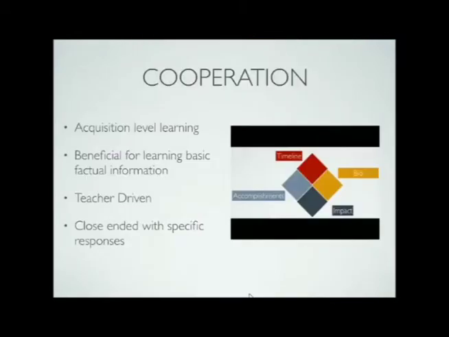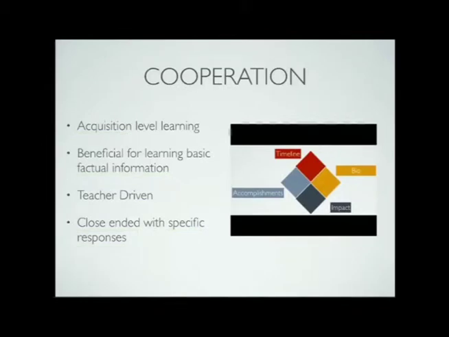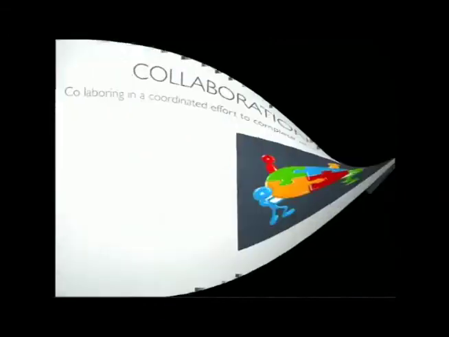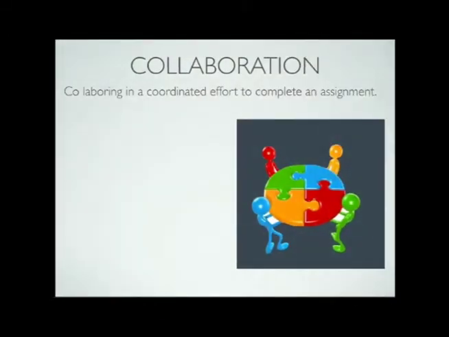When students cooperate, or we see cooperative learning, it's really good for acquiring basic information, basic facts. It's also good for a teacher who is very structured and wants to have complete control over the assignment. We also see there's very specific goals and you're looking for very specific responses. However, to develop the 21st century learning skills that we're wanting to develop in our students, we're going to need to take the collaboration approach, allowing the learners to co-labor in a coordinated effort to complete an assignment.